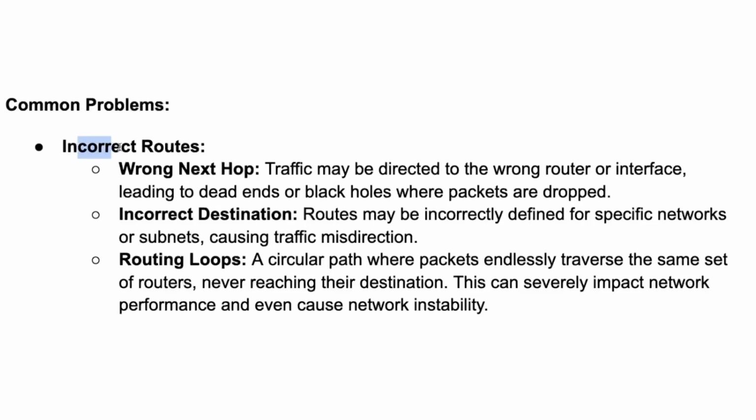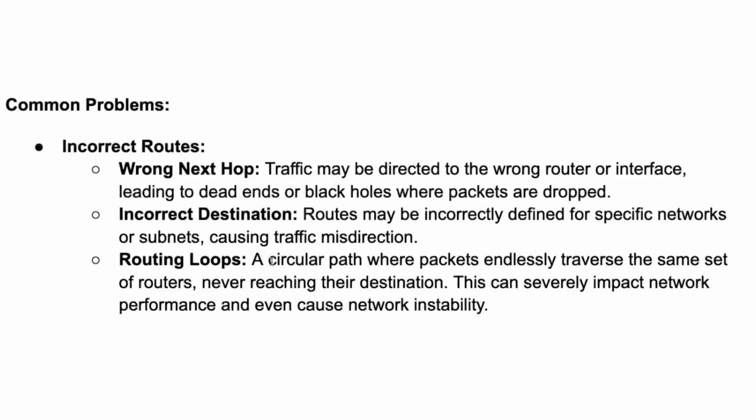The first common problem would be an incorrect route, right? So the next hop is incorrect. The traffic can be directed to the wrong router or interface, and that leads to a dead end or a black hole where the packets are dropped. If the next hop is wrong, it's literally just going to stop in its tracks. It won't be able to move on. Then there's the incorrect destination: routes may be incorrectly defined for specific networks or subnetworks, which causes traffic misdirection. So the destination address could be wrong. This is all part of the actual route that something is taking.